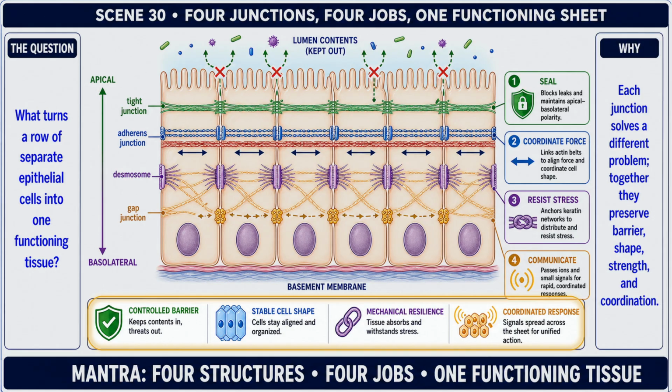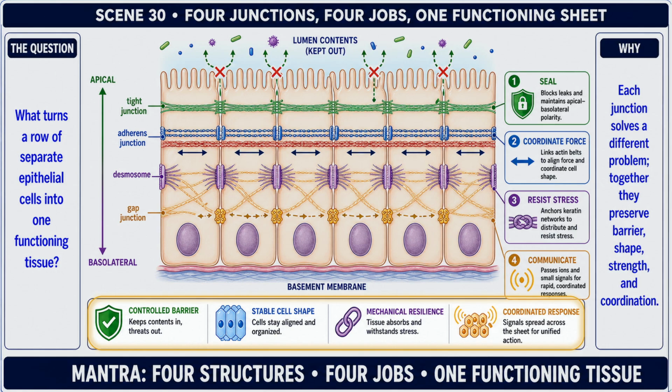Now, no single junction can replace the other 3. A perfect seal without mechanical coupling would still be fragile. Strong adhesion without communication would still be poorly coordinated. Communication without a barrier would not create a controlled epithelium.